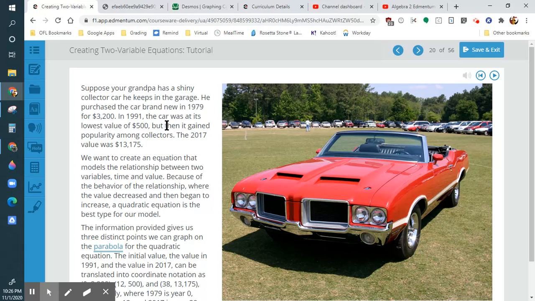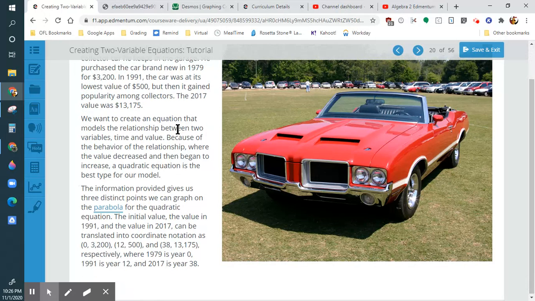The lowest value, the car was at its lowest value of 500. Then it gained popularity amongst collectors. So basically, this was at $3,000. Then it went down to 500, and then as it gets older, it starts going up in value.